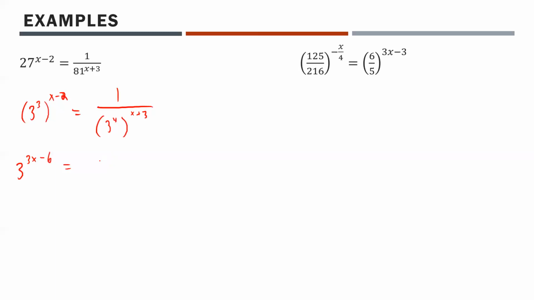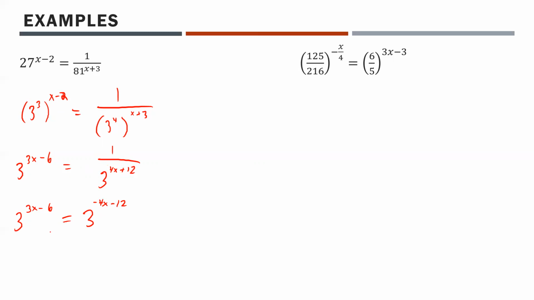This is going to equal 1 over 3 to the power of 4x plus 12. Now notice, because this is like a reciprocal right here, we can flip this around and just put a negative on this. So we're going to have no choice but to do that. 3 to the power of x minus 6 equals 3 to the negative 4x minus 12. So negative 1 has to multiply this entire thing, negative 4x minus 12.